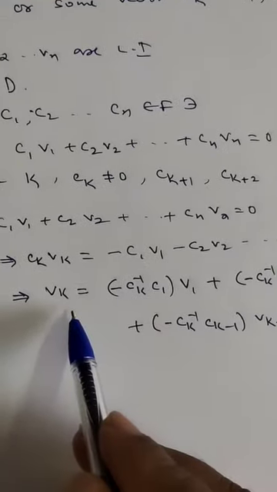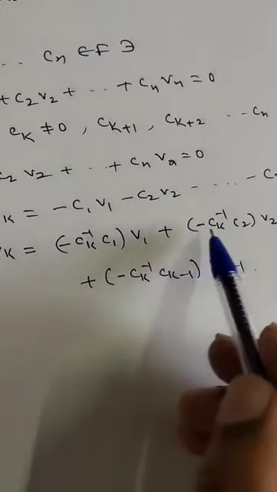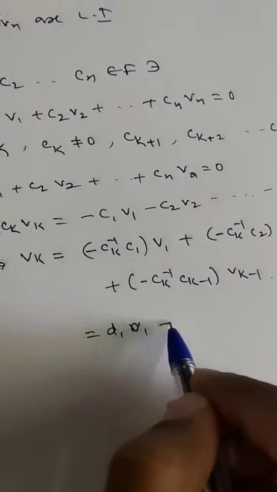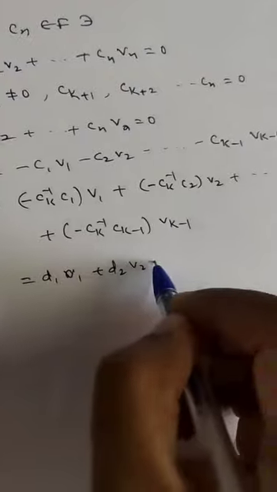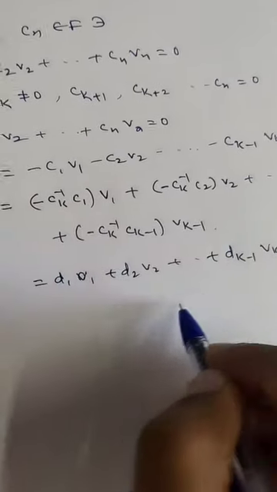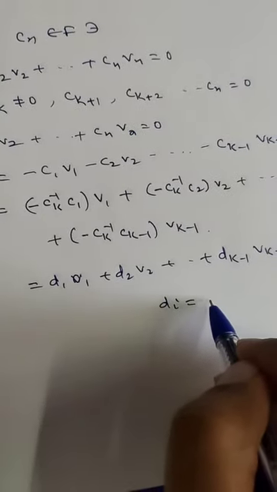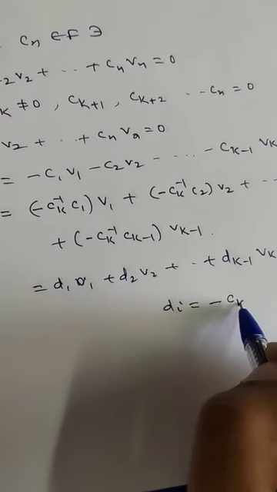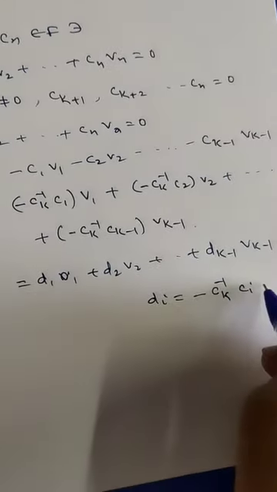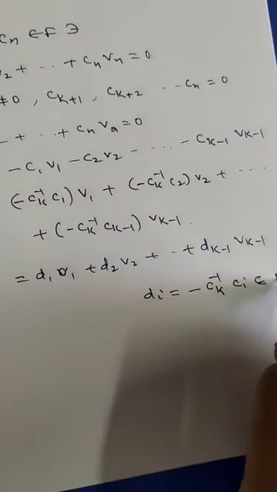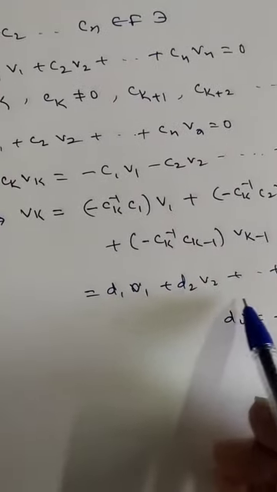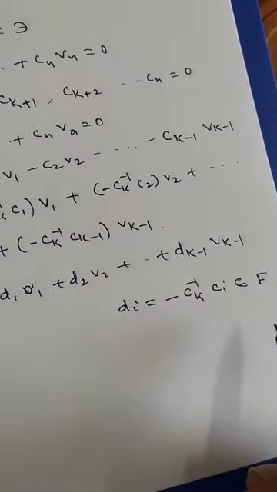Thus, we have seen that Vk is a linear combination because I can write it as d1 V1 plus d2 V2, etc., d(k minus 1) V(k minus 1). What is di? Di is nothing but minus Ck inverse into Ci, which is definitely also an element of F. So Vk can be written as a linear combination of preceding vectors.